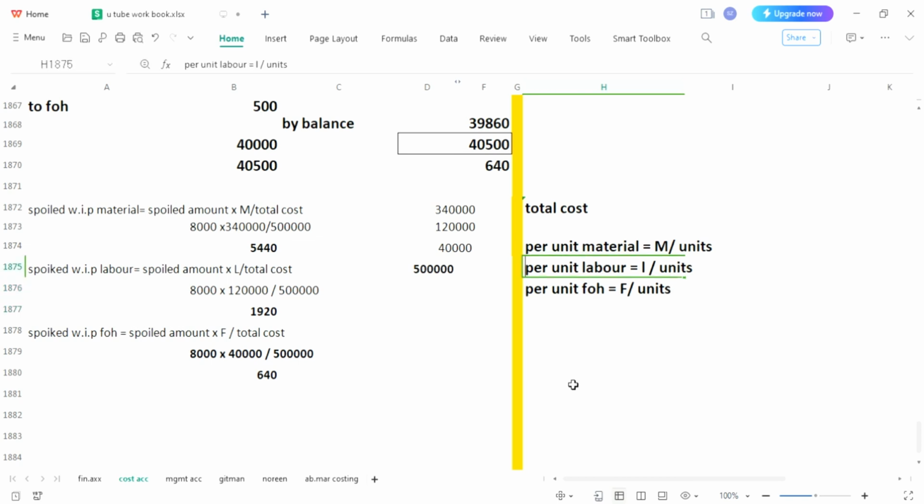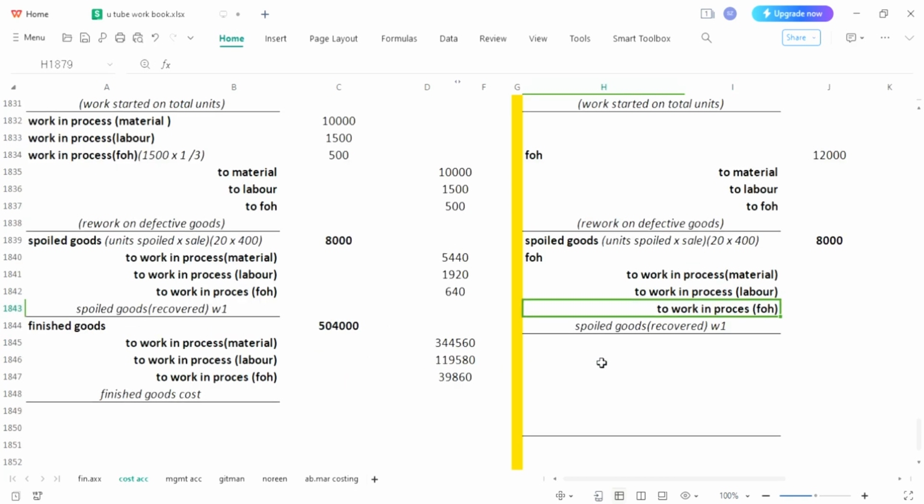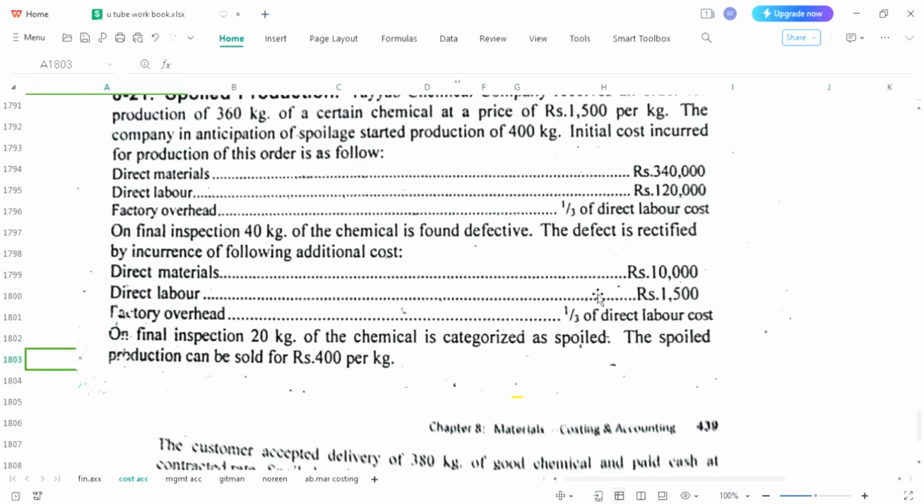Now we'll go back to the question when we'll see total number of units and amount of cost. We have already written over here, this is cost of material, this is cost of labor, and this is cost of FH, and that can be put directly over here. But I will let you know from where we have taken 340, 120 and 40. In your question at start it was mentioned over here, this is total cost of material, total cost of labor, total cost of FH. Number of units produced.